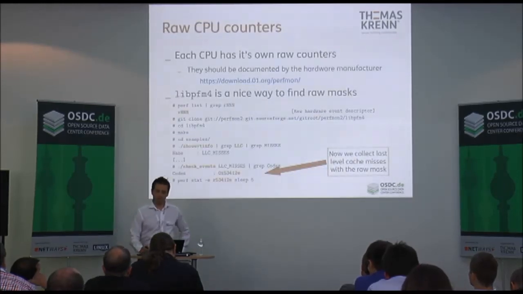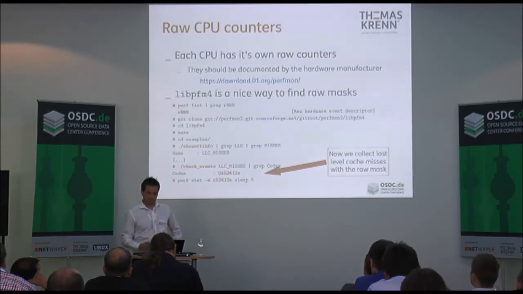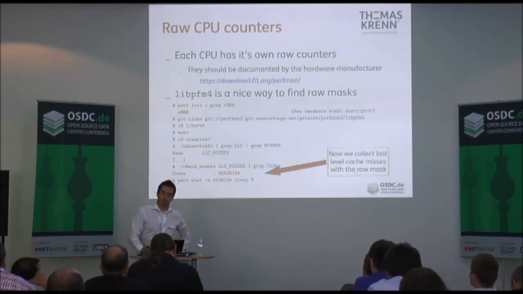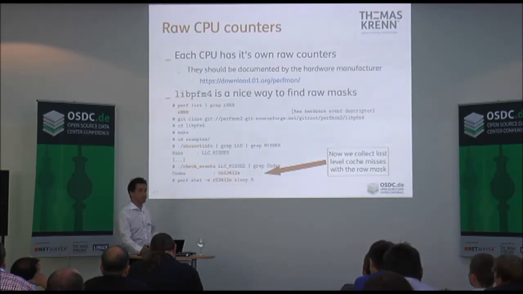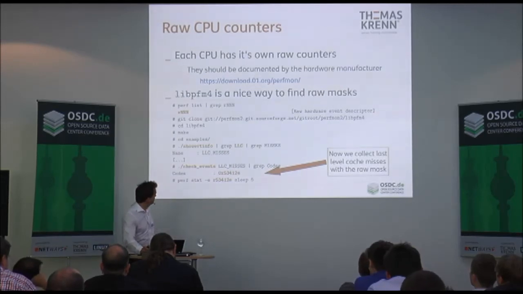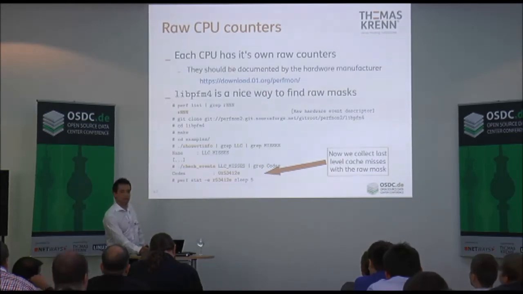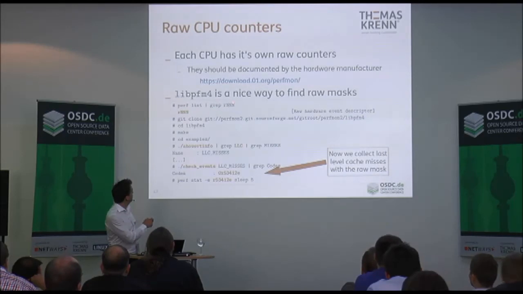If you are not satisfied with the predefined hardware events by the perf tools, you can dive deeper into the hardware counters your CPU provides. You just have to check the manufacturer documentation for your specific CPU. That's at least true for Intel. It documents the raw hardware counters. I don't know if that's also true for other hardware vendors. And then you can use so-called raw CPU masks with the perf commands. And there's also a nice way to find the raw counters with the libpfm library. You can see that if you grep for the raw CPU mask, then perf list shows some raw counters. And you can get that with the library I've just mentioned here.